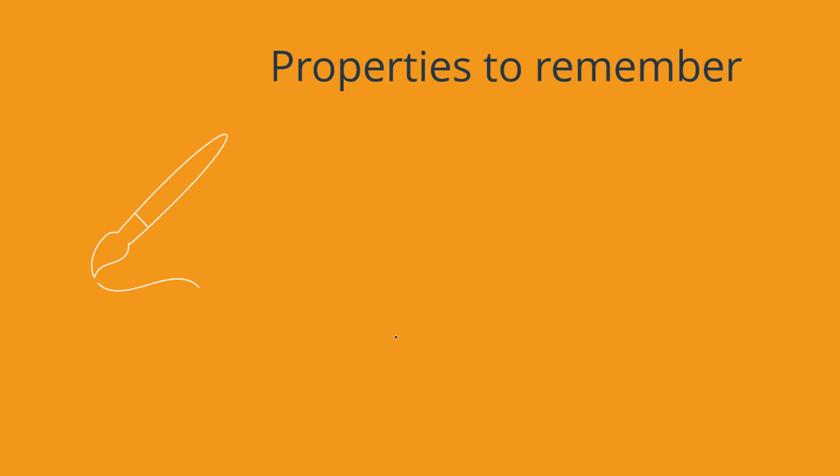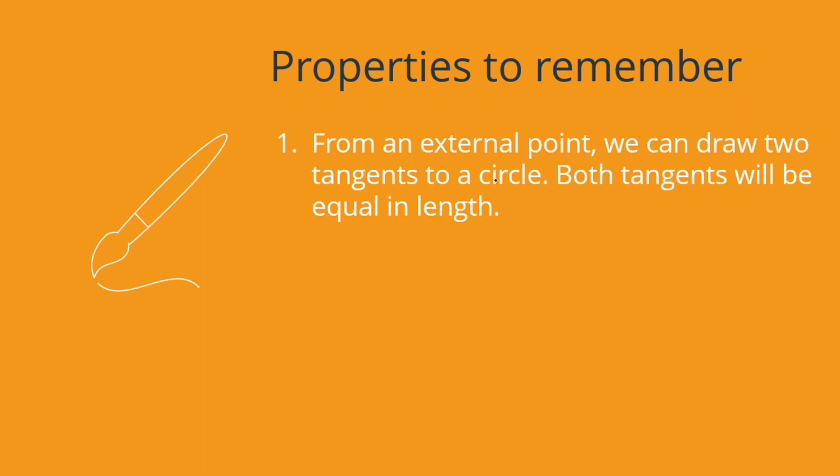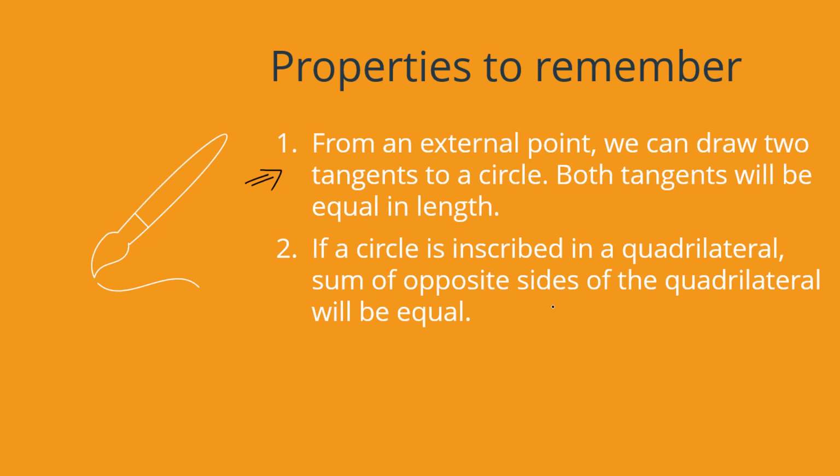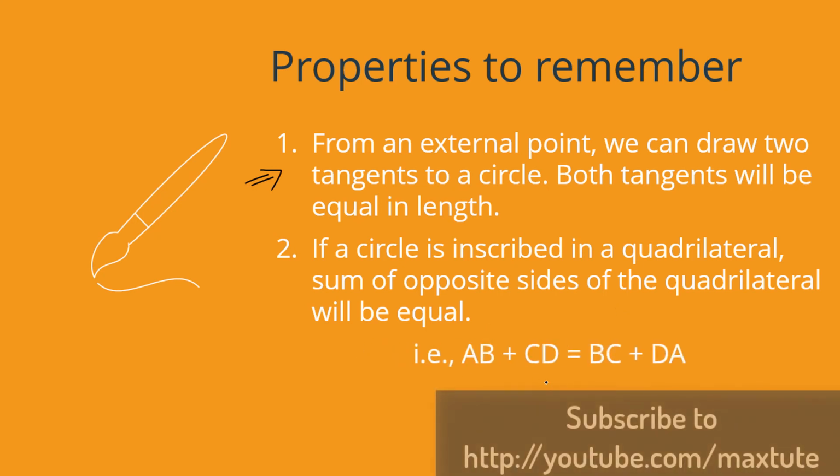Let's quickly recap the properties associated with this. These are the two properties you need to remember. First one, from an external point, we can draw two tangents to a circle. Both these tangents will be equal in length. This entire question depends on this. Having solved this, we derive a new property about quadrilaterals and circles. If a quadrilateral circumscribes a circle, or if a circle is inscribed in a quadrilateral, the sums of the opposite sides of the quadrilateral will be equal. Essentially what we are saying is AB plus CD will be equal to BC plus DA.